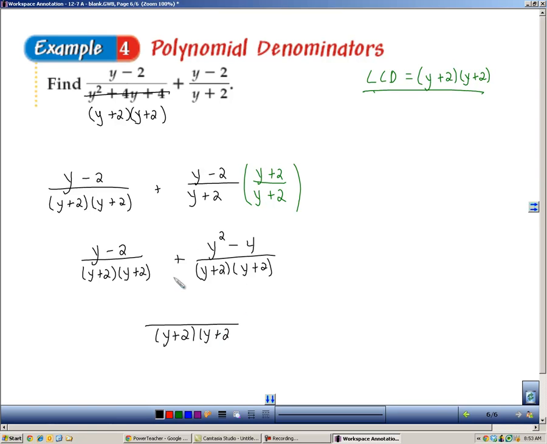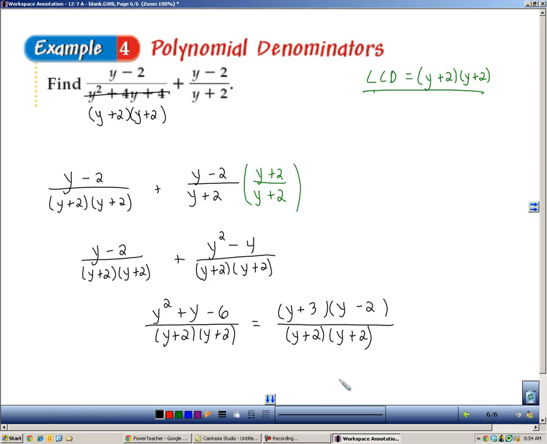Now I'm going to put this in descending order with the y squared first. Then I'm going to put the plus y. Then I'm going to take negative 2 minus 4 and make it a negative 6. Now it looks to me like the last thing I should do is take that trinomial on the top and factor it. Two factors of negative 6 that add to be 1: y plus 3, and y minus 2. And that's going to be over my denominator of y plus 2, y plus 2.